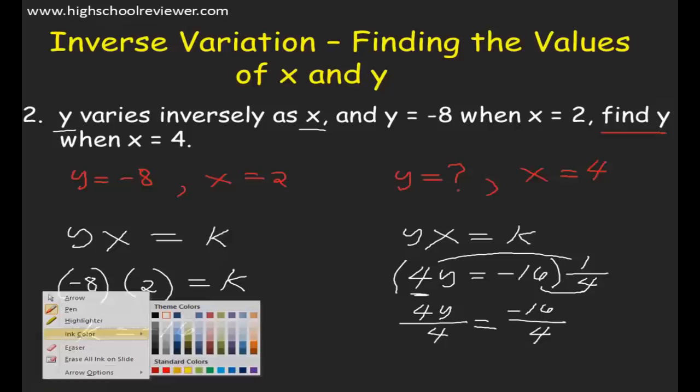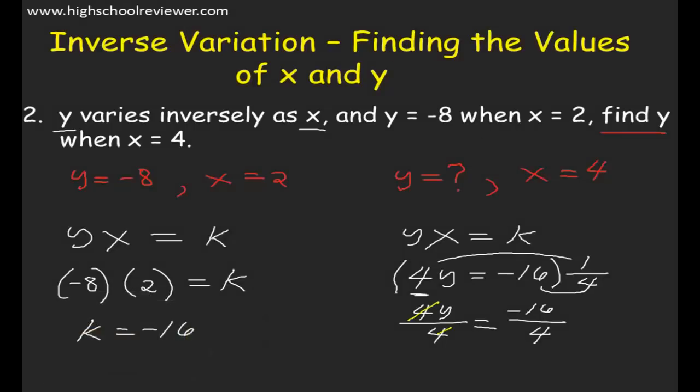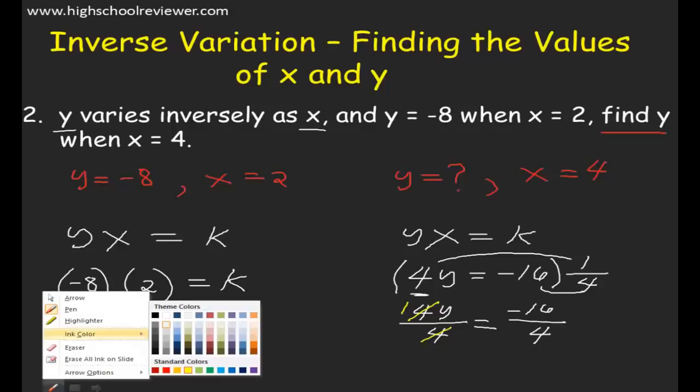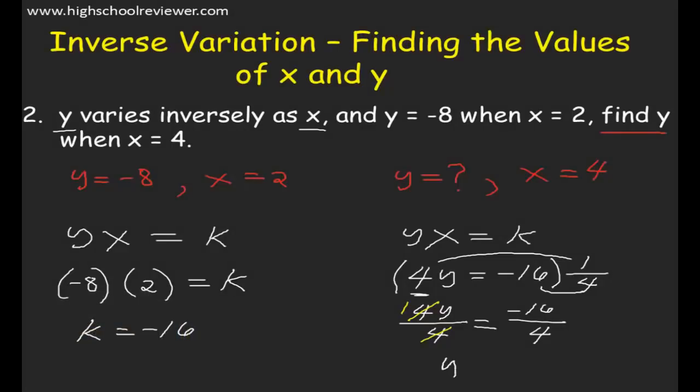So 4 divided by 4, that is equal to 1. And y now will be equal to negative 16 divided by 4, that is equal to negative 4. So our y is equal to negative 4 when x is equal to positive 4.